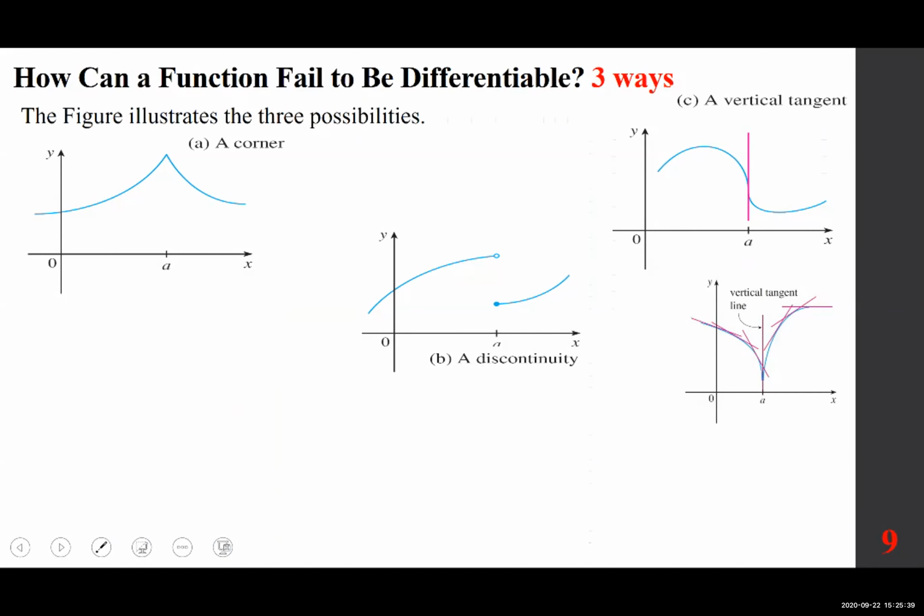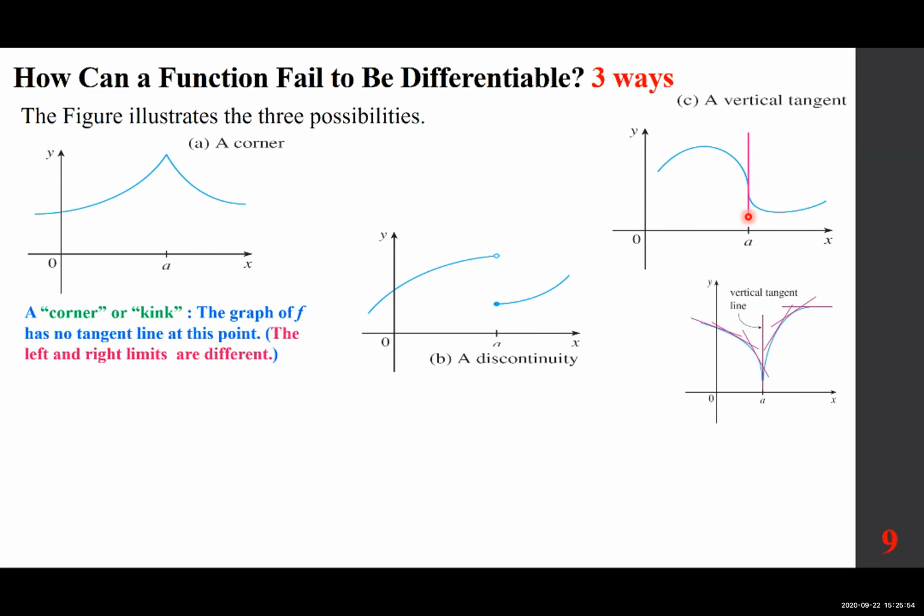A function fails to be differentiable under the following conditions. If you have a sharp corner, if you have a discontinuity, which could be a jump or a vertical asymptote, or if you have a vertical tangent line. Okay. So with a corner or a kink, the graph has no tangent line. The idea is, how do you draw the tangent line? Think about this, class. Where would you put it? How would you put it? Okay. So that's the idea of a corner.